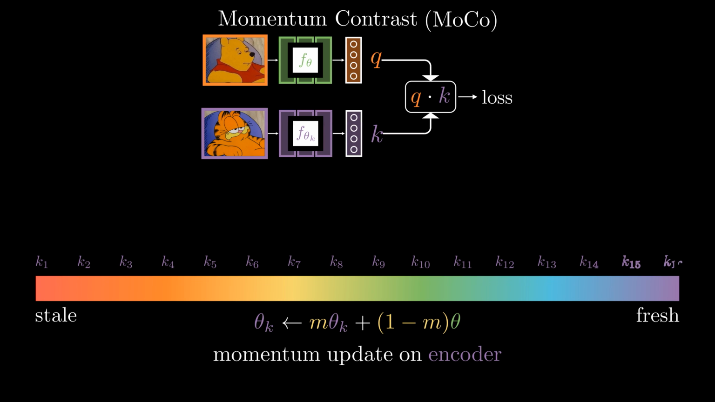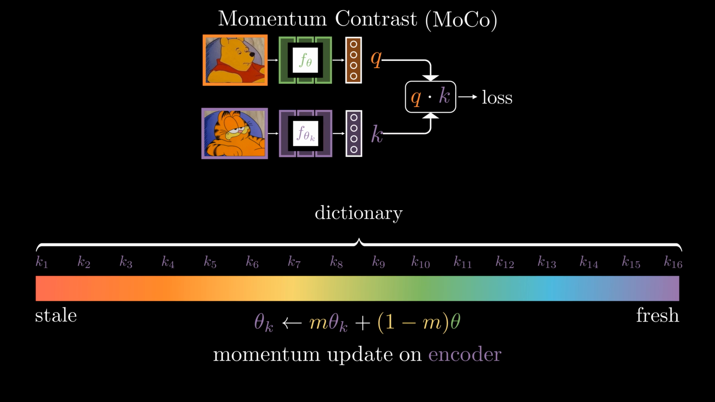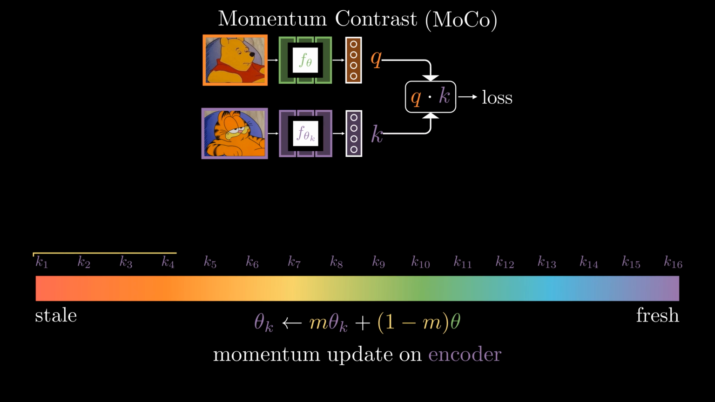Now let's look at the queue that makes it practical. Let's work through an example. Here we have a dictionary of 16 negative samples. The exact number is just for the visual. The point is that the queue can hold more negatives than the mini batch. Due to GPU memory constraints, the mini batch size is capped at 4 samples.